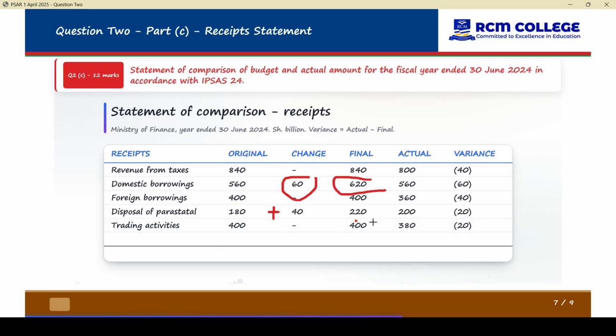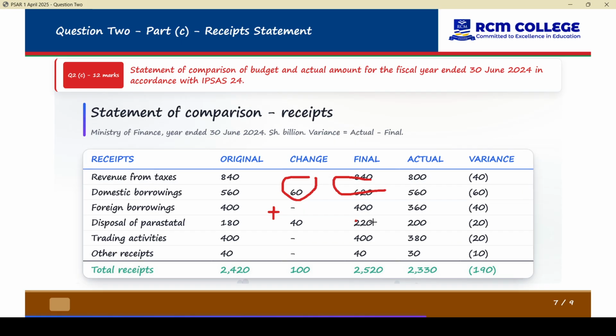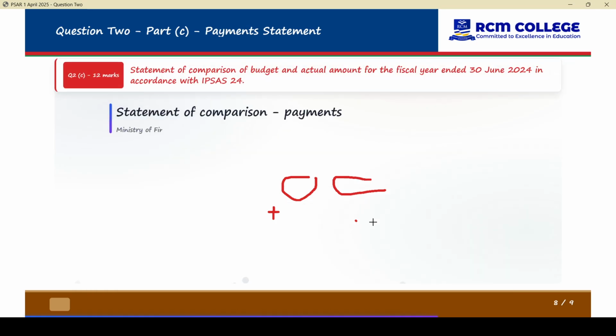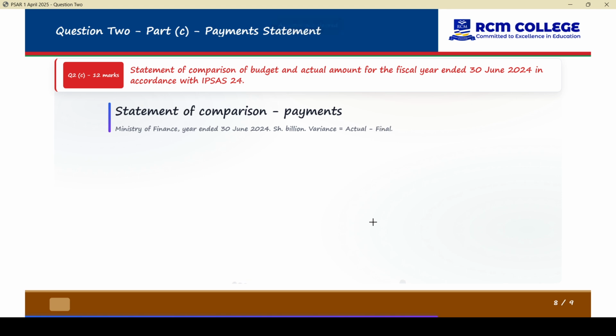Trading activities, there are no changes. We'll just put the headers and put it this way as it is. Other receipts, again, there's no change. So now we get our total receipts. Let me clear this. Let us move to payments.